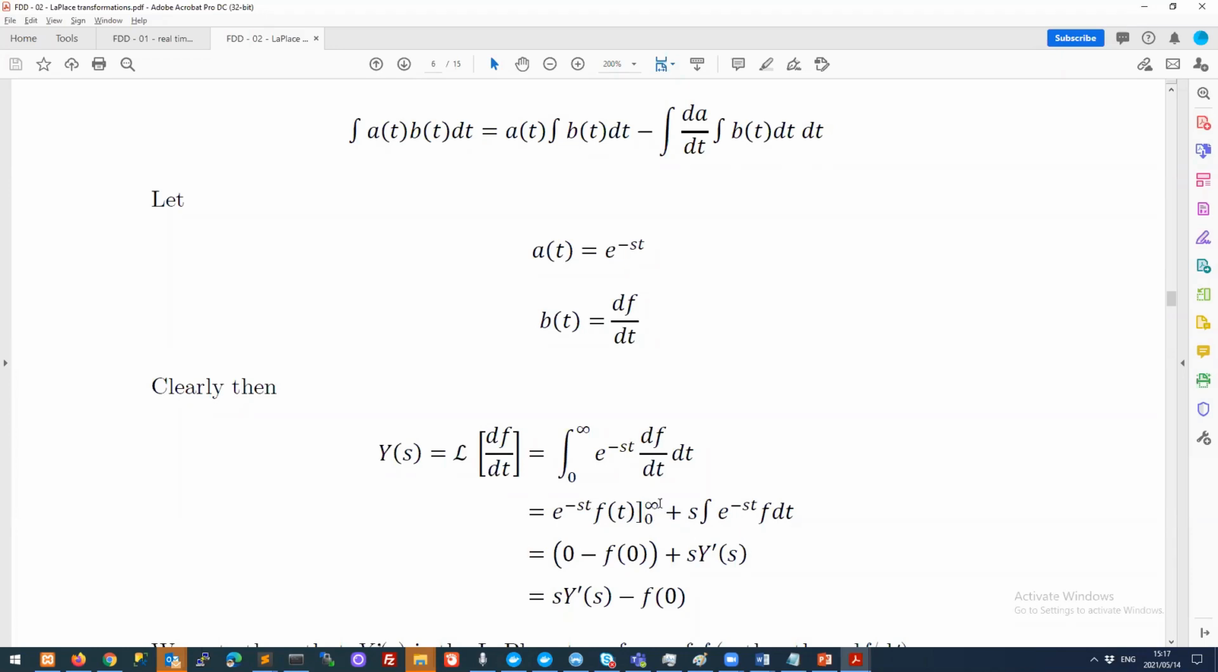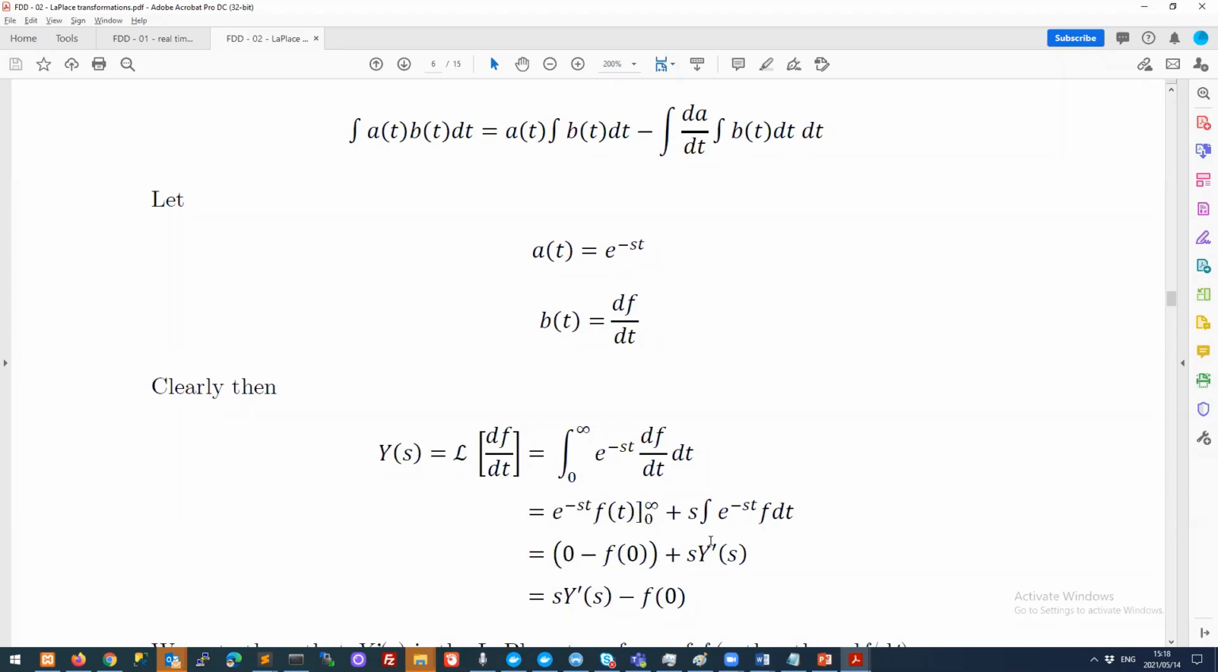So e to the minus st at infinity, e to the minus infinity, that's a 0. So we zero out the upper limit, minus, and then the lower limit at 0, this is e to the 0, which is a 1. So that's f of t, and here t equals 0. So it's minus f at 0, right?